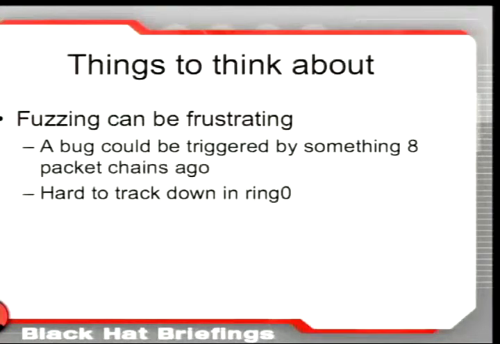So fuzzing can be frustrating, and if you've ever had to hunt down a bug in ring 0, basically in your kernel space, you know that, man, that's not all that easy. I mean, it can be triggered by something 8 packets ago, and it's taking a timer or the timeout or something, then causing a crash or something like that. And for a lot of things, auditing or debugging in ring 0 isn't all that easy. Although, if you want to know more, I recommend the Barnaby Jack paper on stepping into ring 0 for the exploitation stuff.